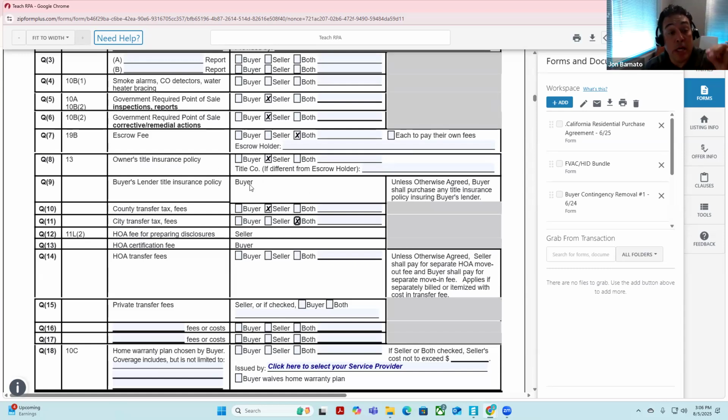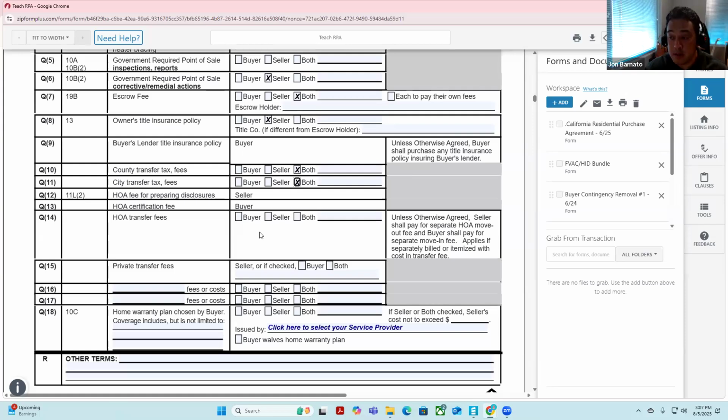If I went into the East Bay, into Oakland, to write an offer, this would be buyer, buyer, which would be traditional in Oakland. Make sense? If you wrote an offer like this for Sacramento, but you did it in Oakland, the agent's going to laugh at you. And they're going to know you're out of area. So please be aware of those costs.